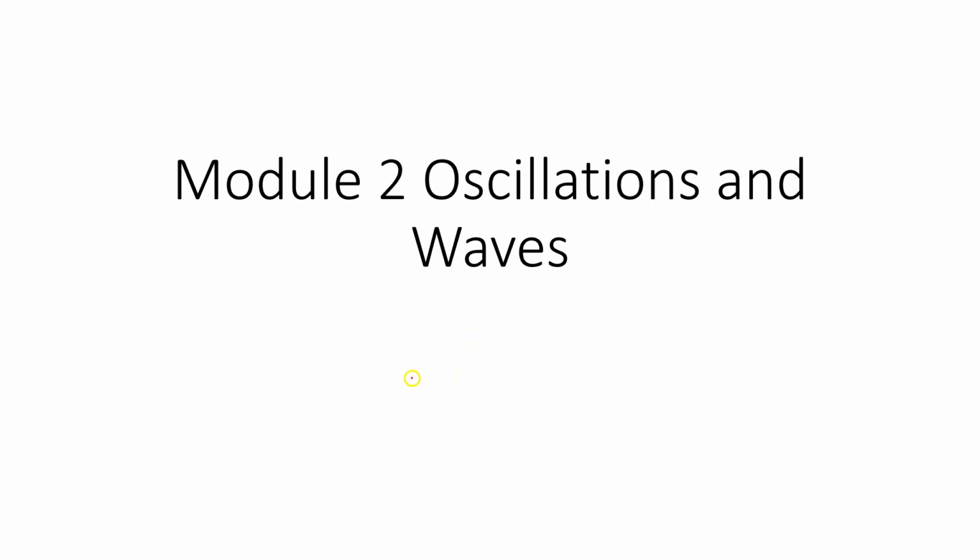This is a Unit 1 lesson under Module 2, where we're going to speak on oscillations and waves, right? And we're going to talk about different types of waves, the characteristics of a wave. Those are some of the things that we are going to be discussing here.